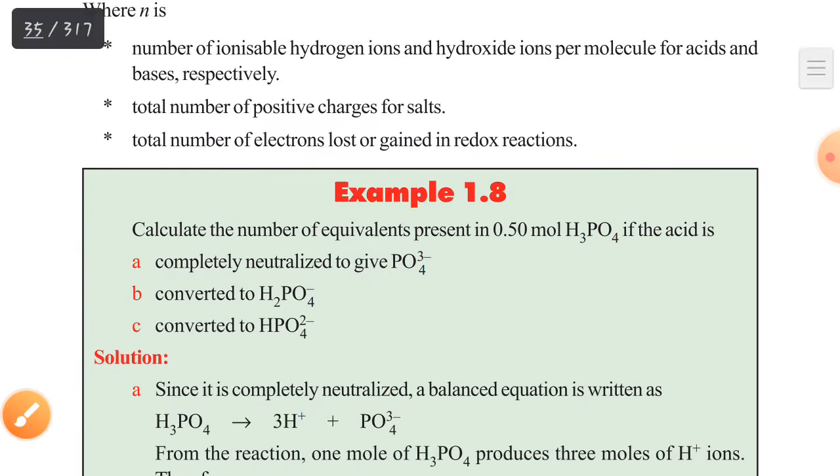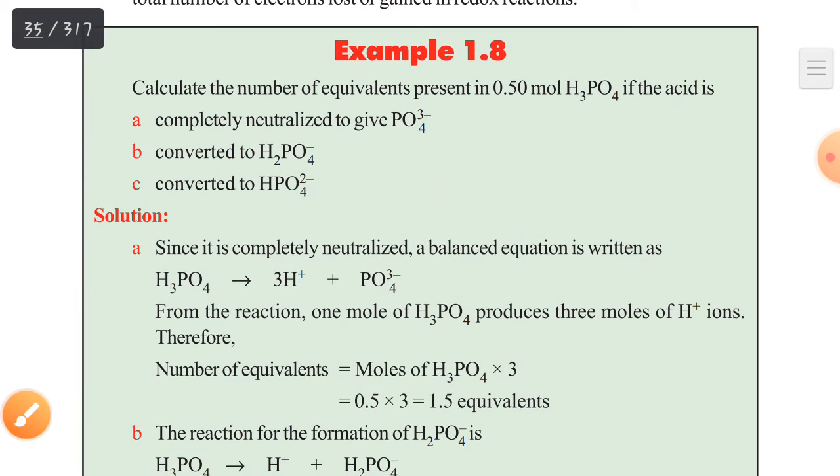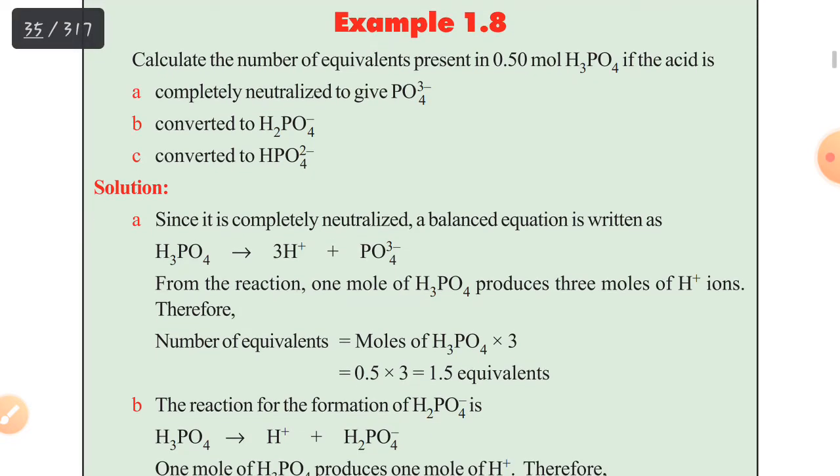Okay, let's look at this example. Calculate the number of equivalents present in 0.5 mole of H3PO4 if the acid is completely neutralized to give PO4.